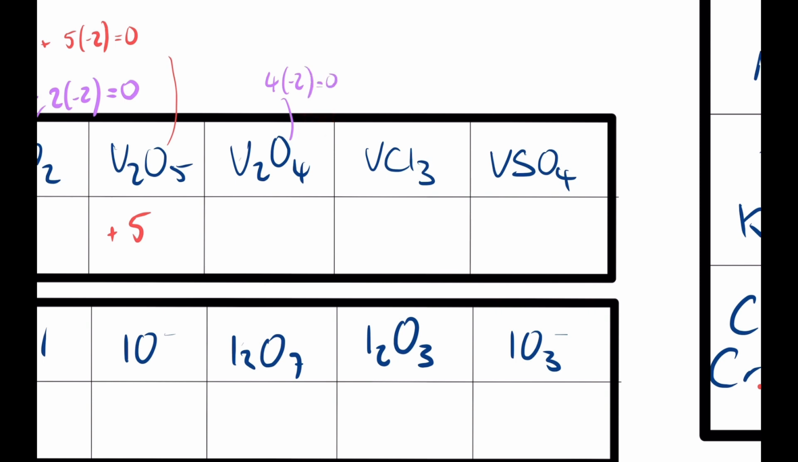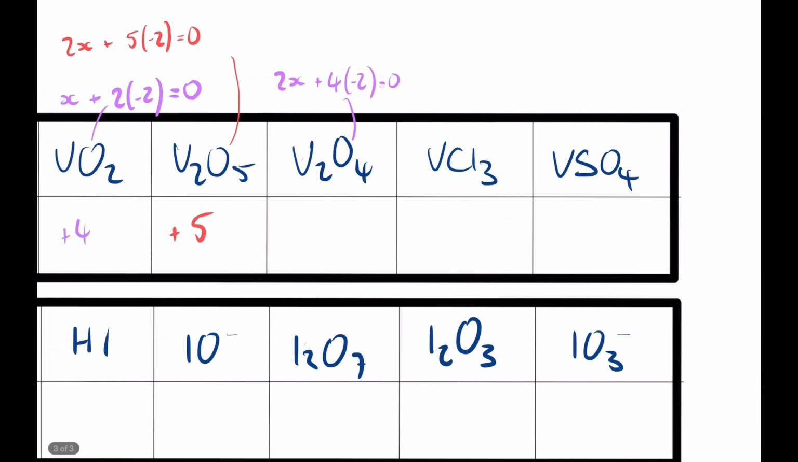And we've got 2 lots of these vanadium. So we've got minus 8 divided by the 2, we get to plus 4 again.